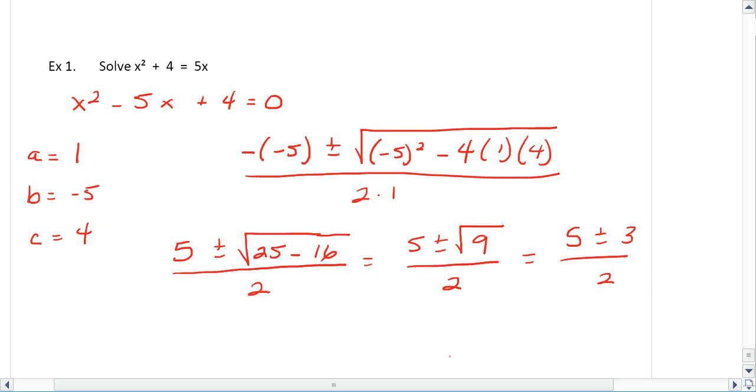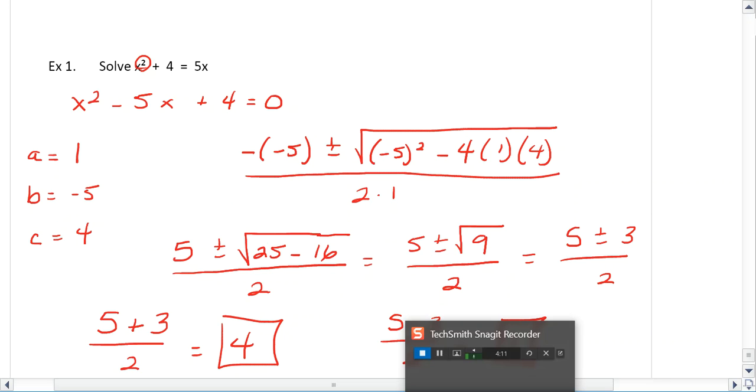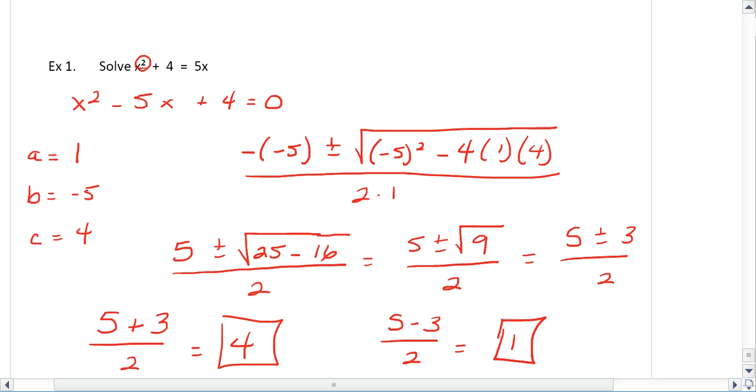Now this last step I call do the math. You need to split this up into the plus and the minus. Remember, a quadratic has two answers. This exponent of 2 is screaming at you, hey, find two answers. So we write out the first one with the plus sign. The first answer is 5 plus 3 over 2. 8 divided by 2 is 4, so that's our first answer. The second answer we write with the minus sign. 5 minus 3 over 2. Let's see, 2 divided by 2. The second answer is 1. So now we have found both answers for this quadratic.